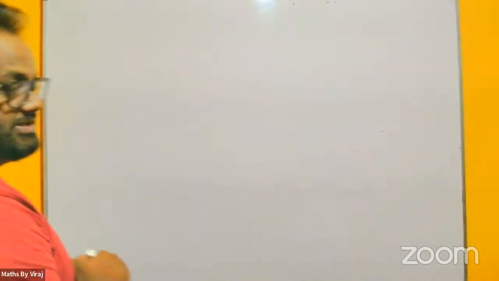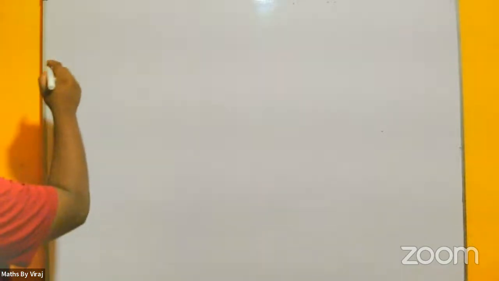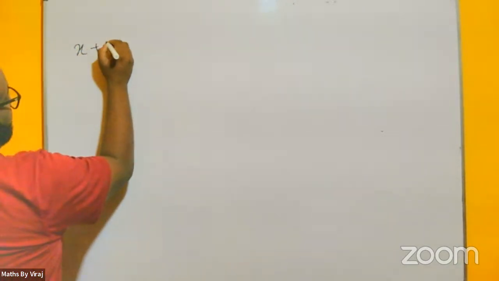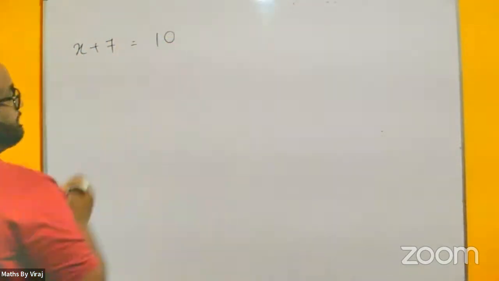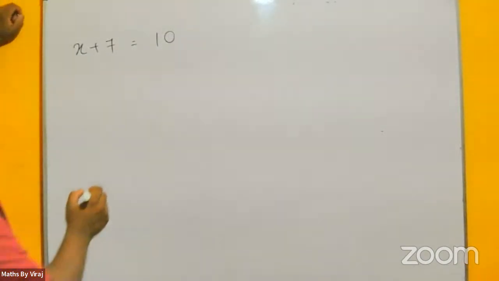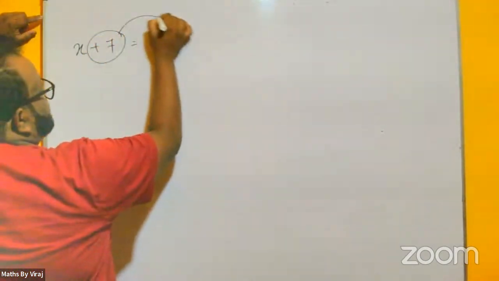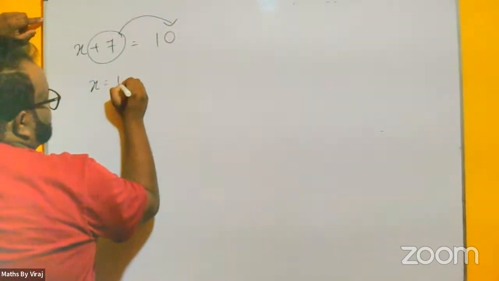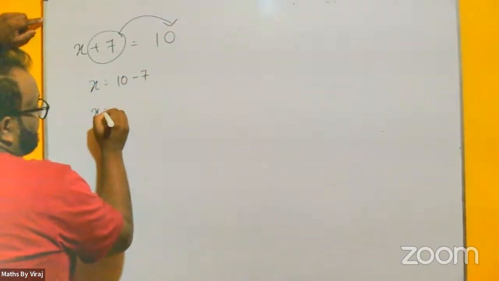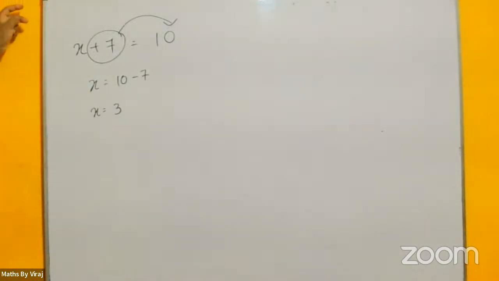Okay, let's look at this now. When I say x plus 7 is equal to 10, what you all think is that this plus 7 goes to the other side. This becomes 10 minus 7. In a way, you guys are correct. I mean, it is correct.